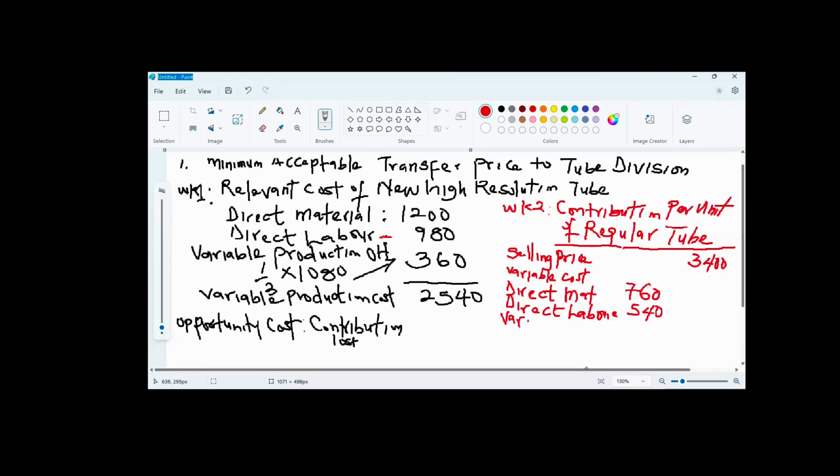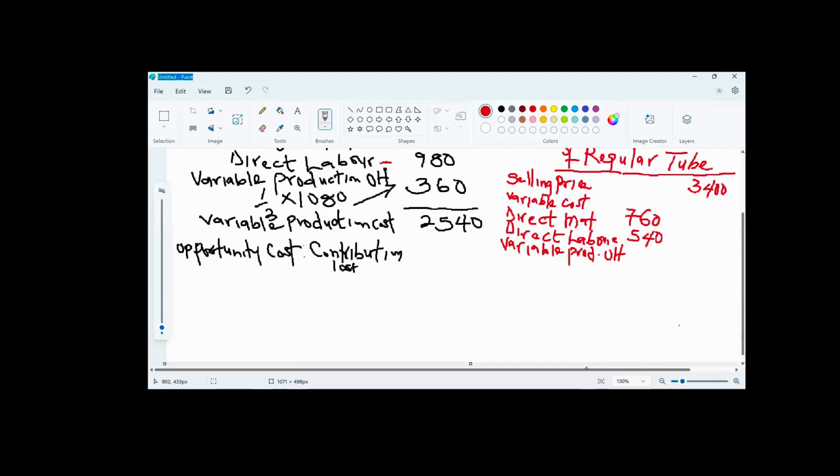200. How do we get that? Examiner says 75% is fixed. That means 25% is variable production overhead. We can take the work in here. 25% of 800,000. That will give us 200. Is that all variable cost we have there? Yes, sir.